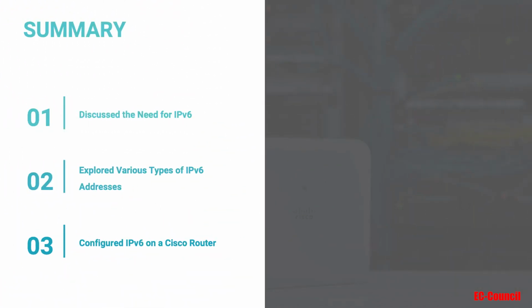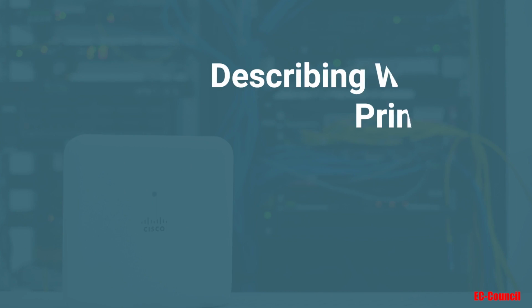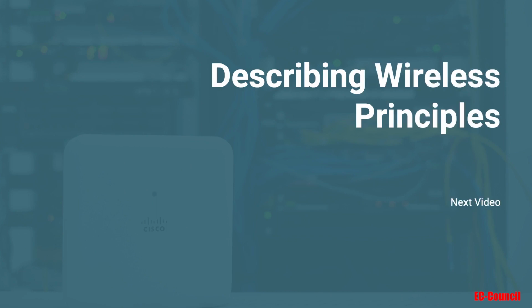In this video, we discussed the need for IPv6, we covered various types of IPv6 addresses, and we also took a look at configuring IPv6 on a Cisco router. In the next video, we'll be describing various wireless principles.